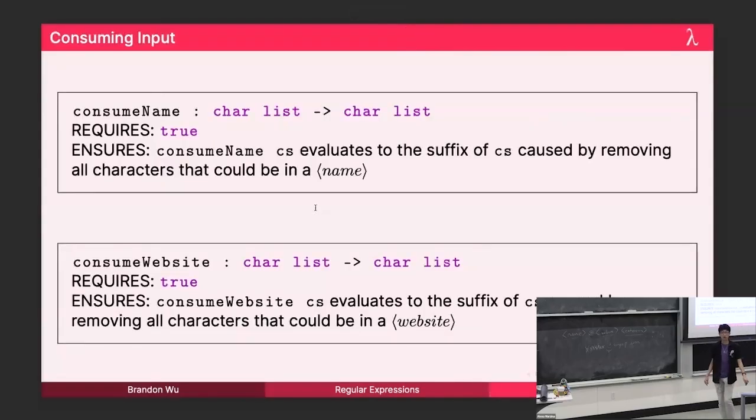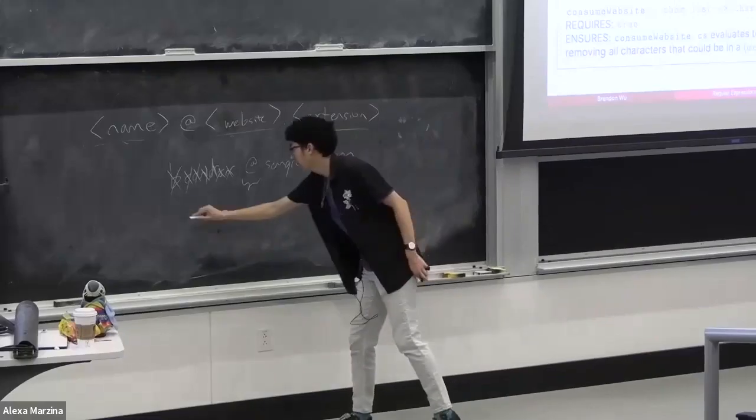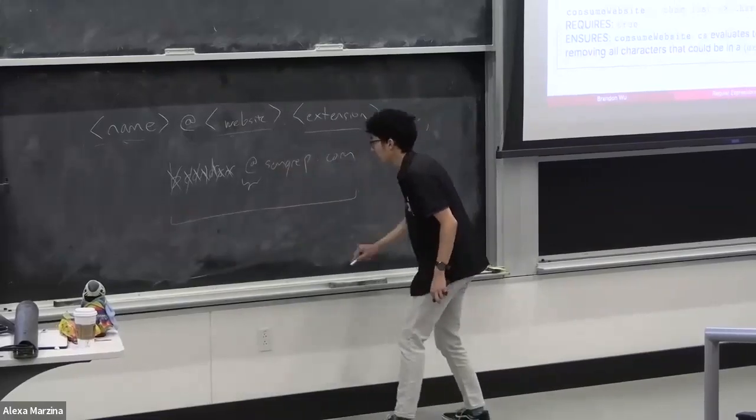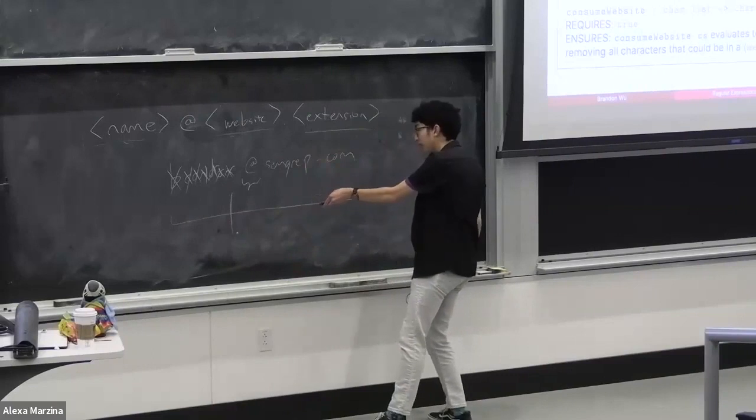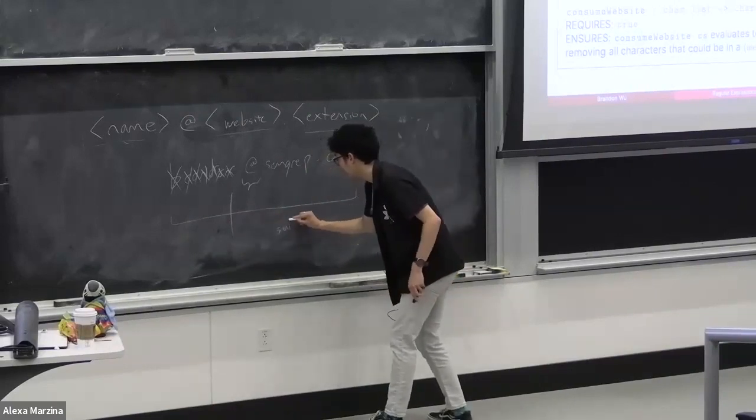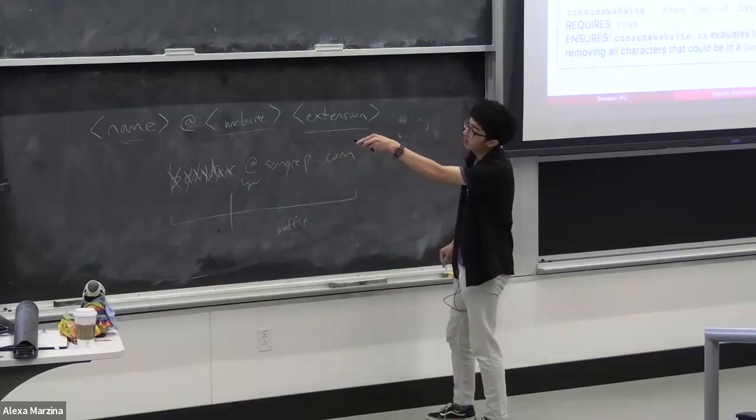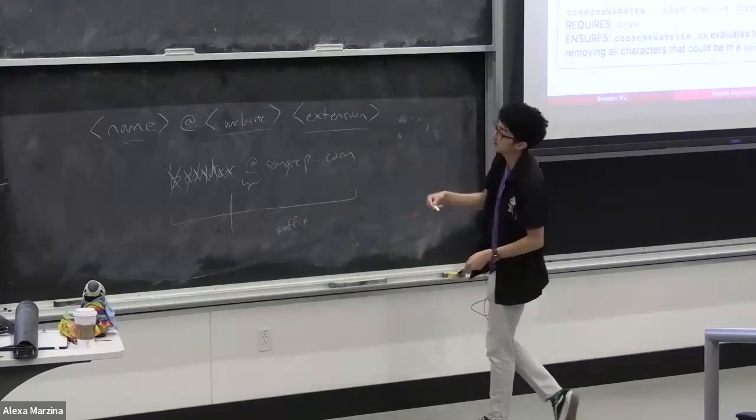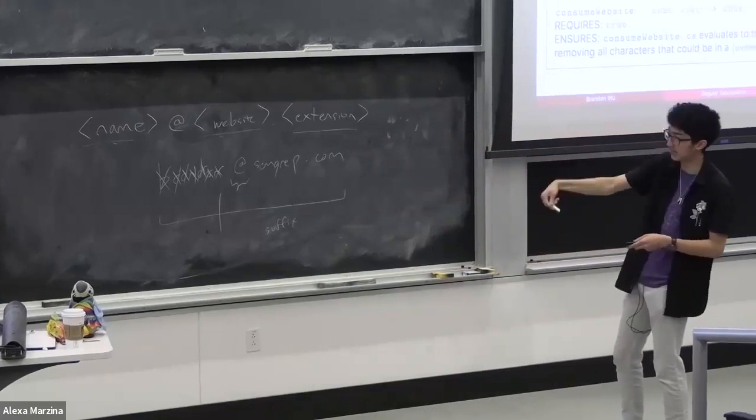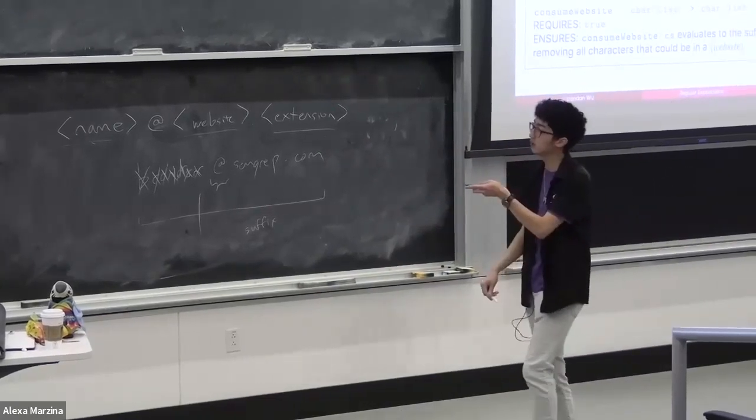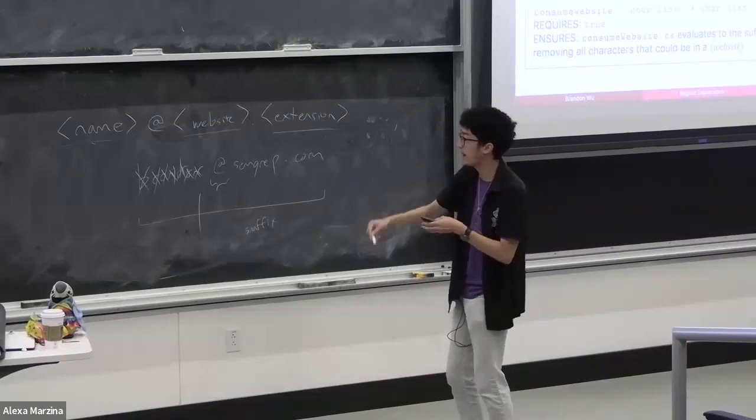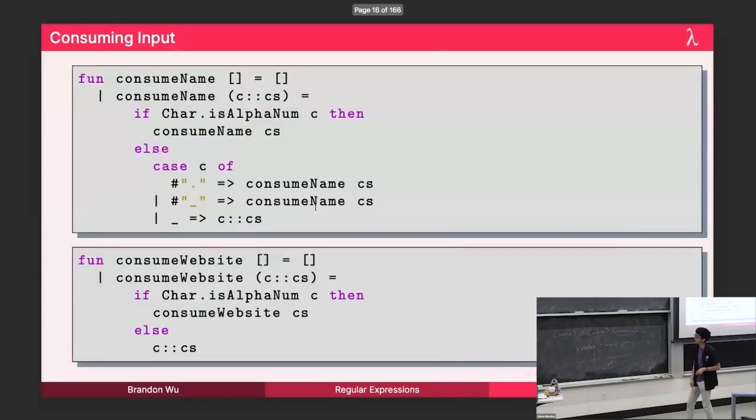So we're going to have two functions called consume name and consume website. Consume name is going to evaluate to the suffix. That is, if I have my entire character list, I can put a line in the middle, and this is my suffix that satisfies this. My suffix is anything that's not part of a name. I take off the prefix. I take off characters until they no longer satisfy the name. And then for consume website, I just take off characters that match the website. And I'm not going to write it on the board for you, but here's how we can implement it.